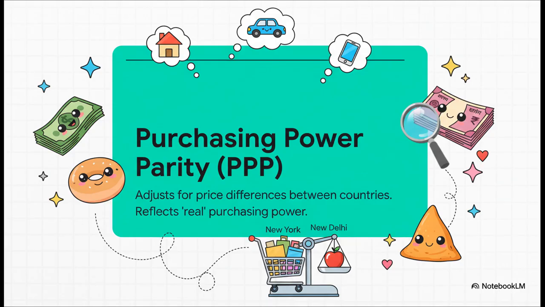And there's one more tricky one: PPP, which stands for Purchasing Power Parity. Just think about this. $100 in New York City definitely doesn't buy you the same amount of stuff as $100 in New Delhi, right? PPP tries to adjust for those different price levels. It basically answers the question, how much can your money really buy where you live? It gives us a much more realistic apples-to-apples comparison of people's economic well-being.